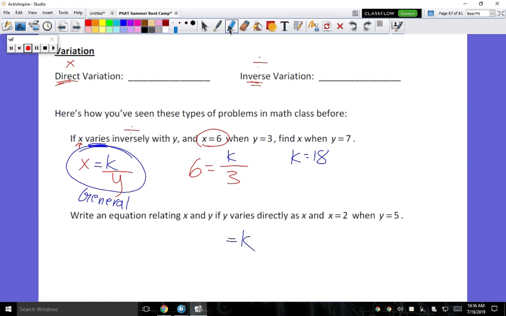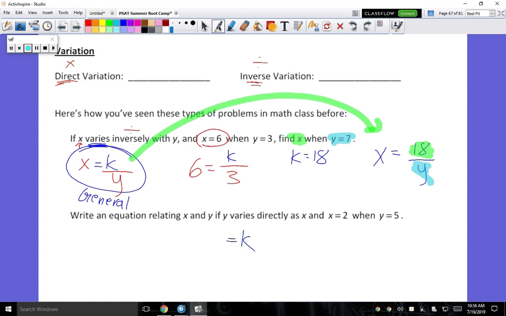Now, I'm going to create this general, non-specific equation, and I'm going to make it into this equation because I have found k. The work that I've done was to find my proportionality constant. Because now it says find x when y is 7. Anybody, what's the answer? 18/7. So much easier, right?